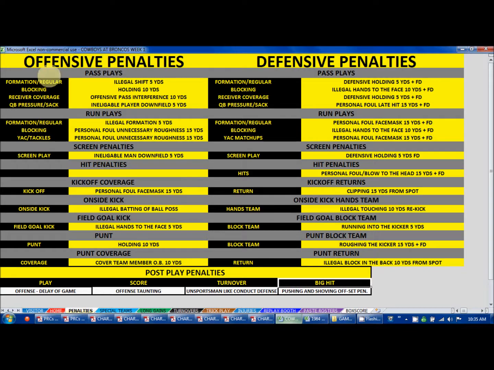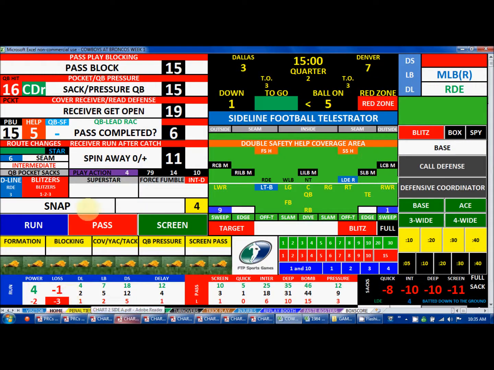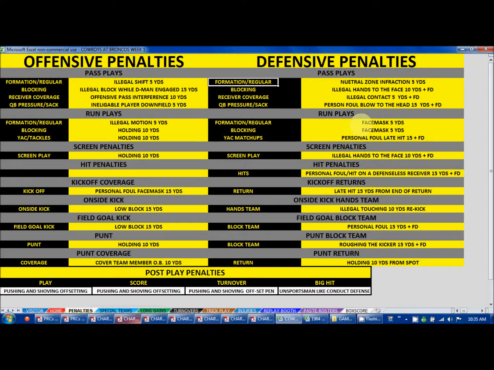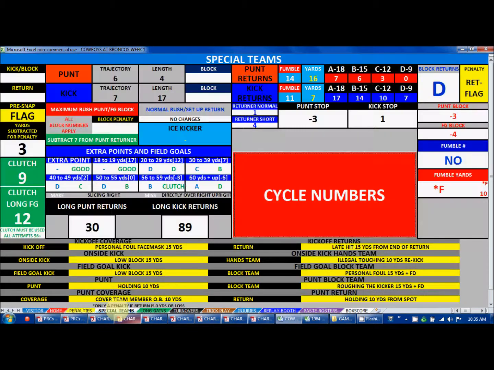And then each subsection, for example, pass plays. In the formation or during a regular play, if a penalty comes up: blocking, receiver coverage or receiver getting open, quarterback pressures and sacks, etc., both sides. You'll see that a penalty is given. So whenever you're on the game center and you resolve a play and a penalty comes up, you want to flip over real quick to see what that penalty is. Then it gives it and lists it for you here, depending on play type.